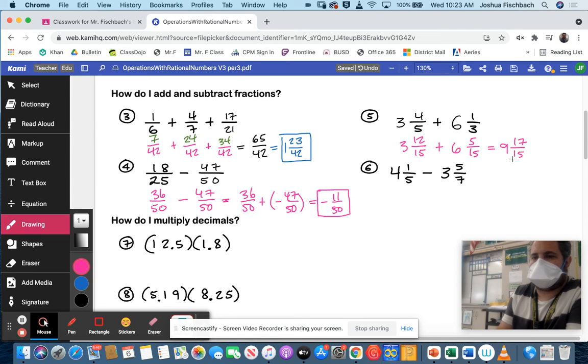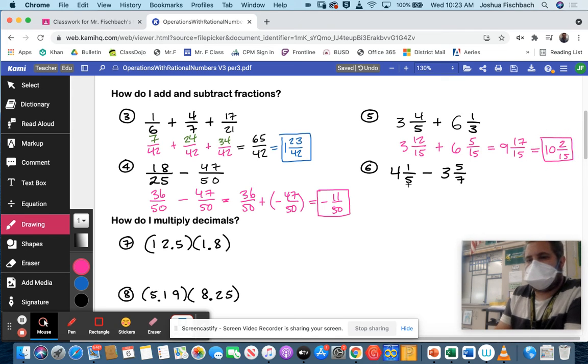17 15ths. Now 15 is less than 17, so we can get one more whole out of this deal. So how many times does 15 go into 17? One time. Add the 1 to the 9, you get 10. And then how many extra are left over? 2. So it's going to be 10 and 2 15ths as your final answer.